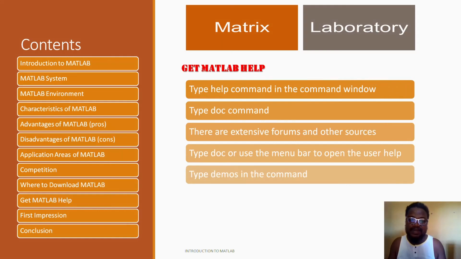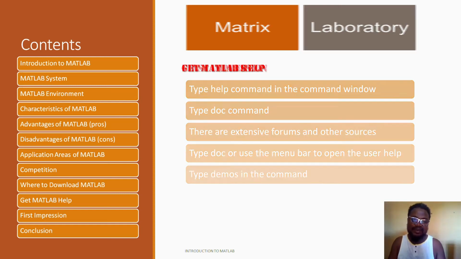These are the areas where you can get help. To get help, you can type help at the command prompt and it will assist you. You can type doc and the command, and there are extensive forums and other sources where you can get help. Then type doc or use the menu bar to open the user app. You can as well type demo to watch some videos of the activities you are looking for.